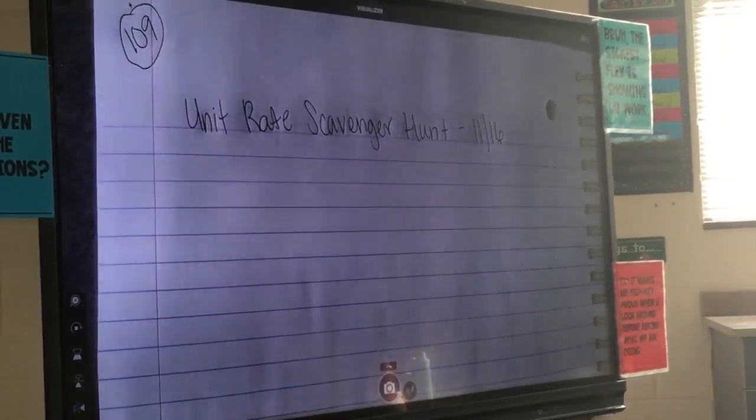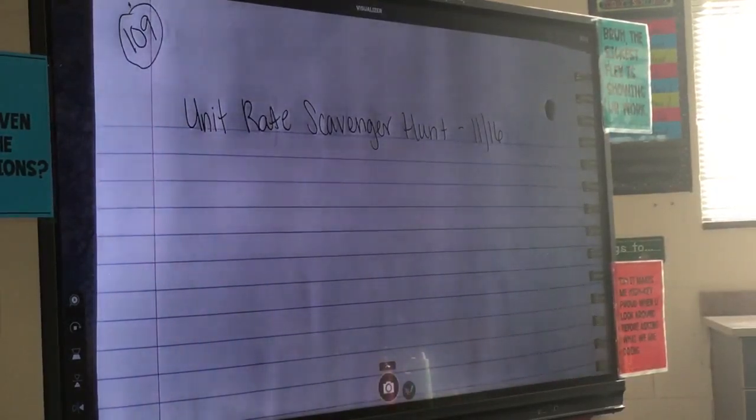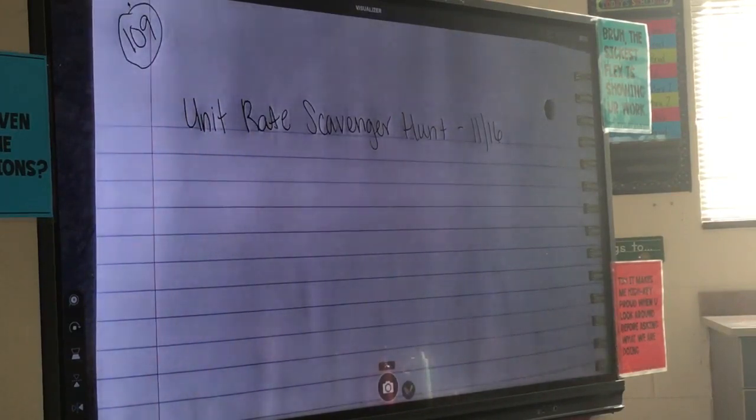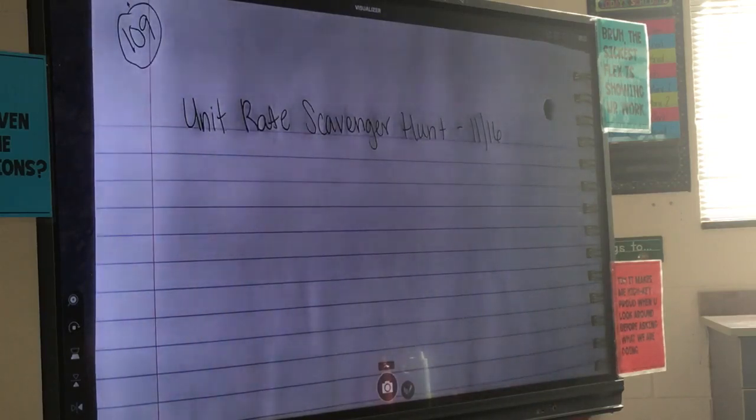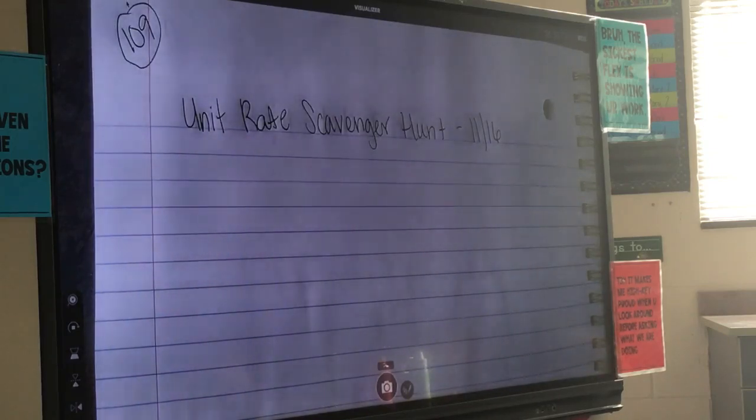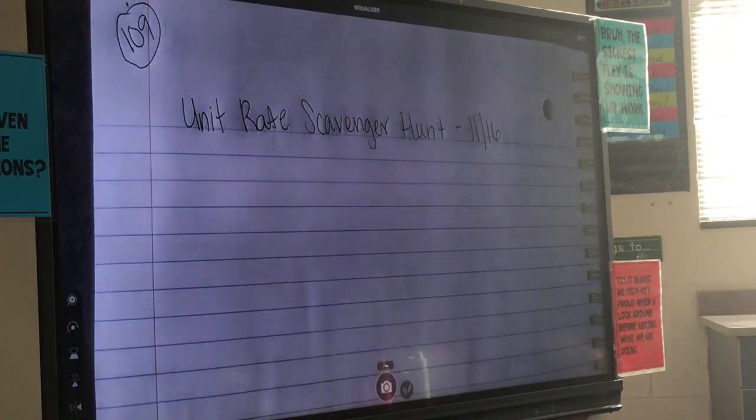Take out your math notebooks, titled The Next Blank Left Page, Unit Rate Scavenger Hunt. Alright, stand up when you're done copying.